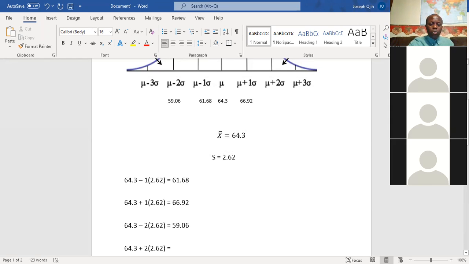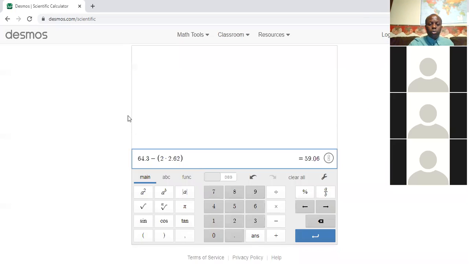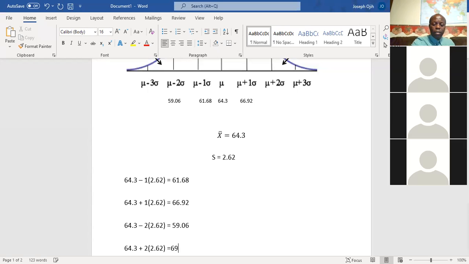So I'm taking you to the calculator so we can figure this out. So I'm going to change this to plus sign. That gives me 69.54. So I'm going to put it here, 69.54. That is for this one here.